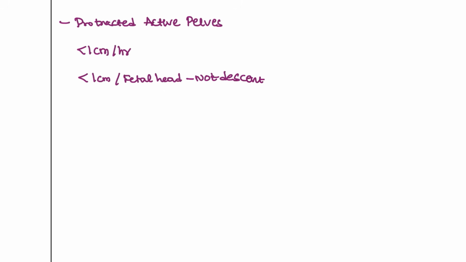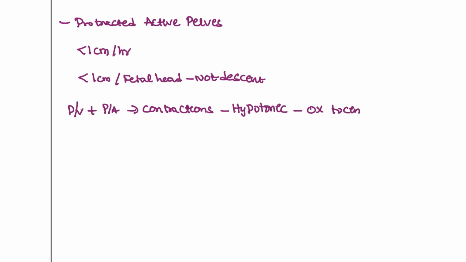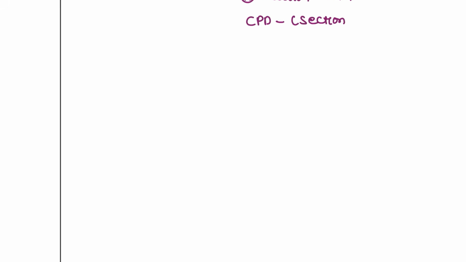So then you have to do the per vaginal examination and also the per abdominal examination. Per vaginal and per abdominal. And if you see the contractions are hypotonic, that means decreased contractions, then you have to go for oxytocin for this patient. Okay, if it is normal, then wait and watch. In the per vaginal examination, if you find CPD, then go for the C-section. So this is how the protracted phase is treated, right?